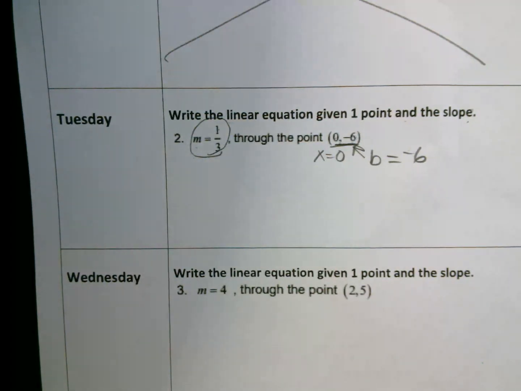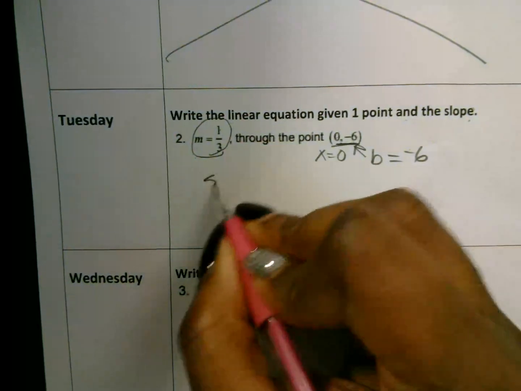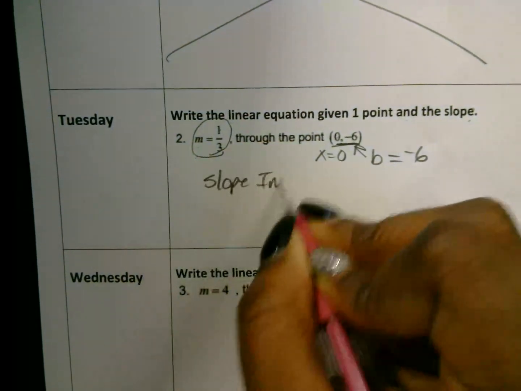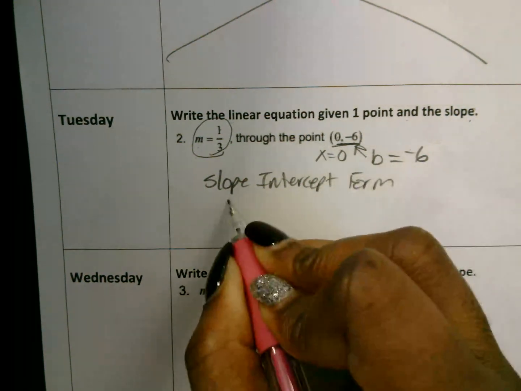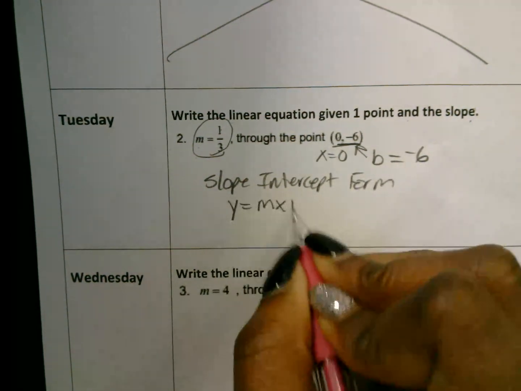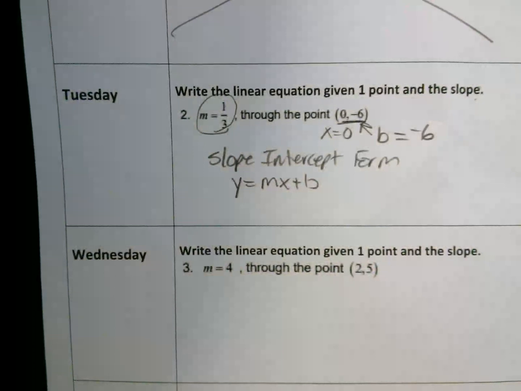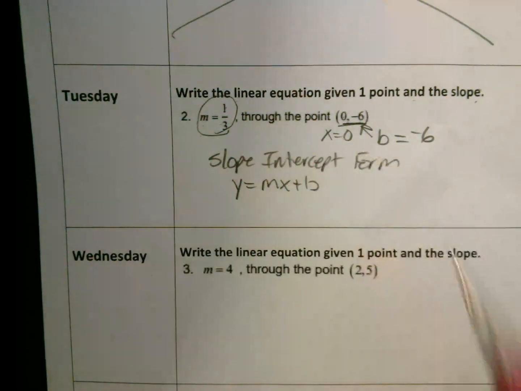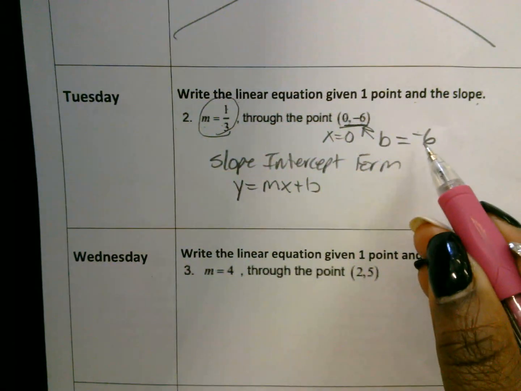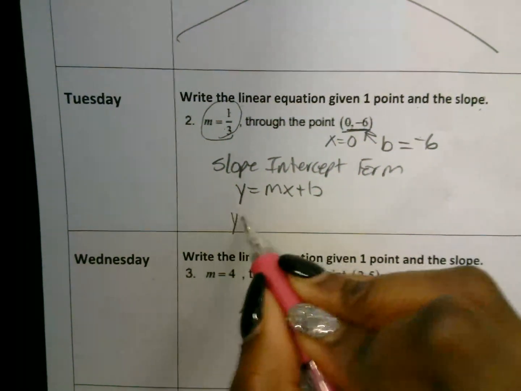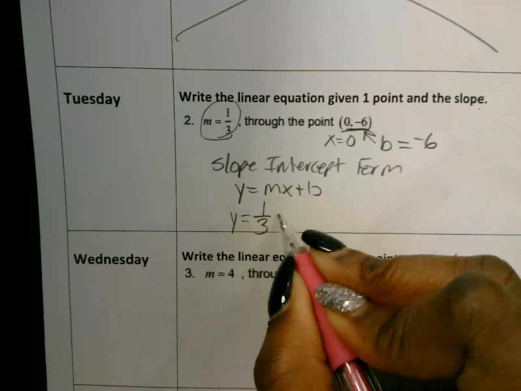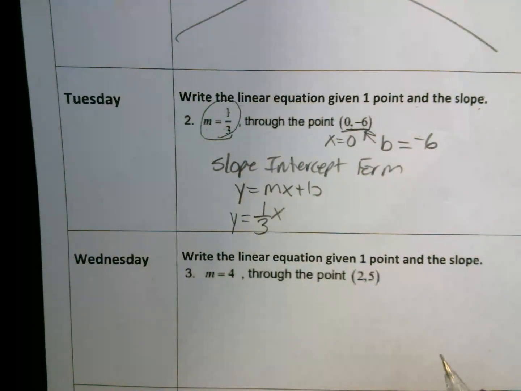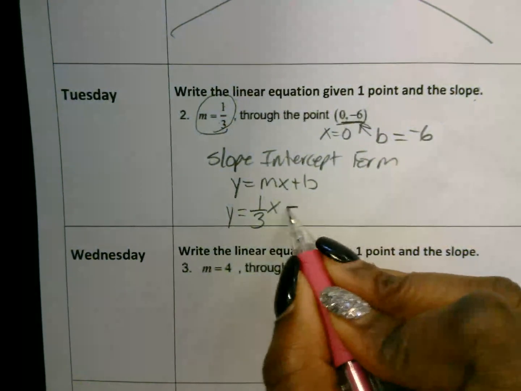So now we're going to write the equation in slope-intercept form. The slope-intercept form is y equals mx plus b. We're going to substitute the number that we have for m, and we're going to substitute the number that we have for b. So the equation here is y is equal to 1/3 x, and our b is -6, so that's minus 6.